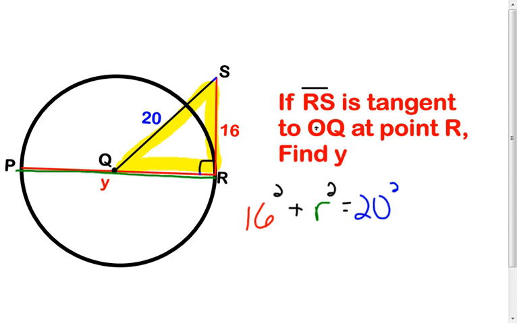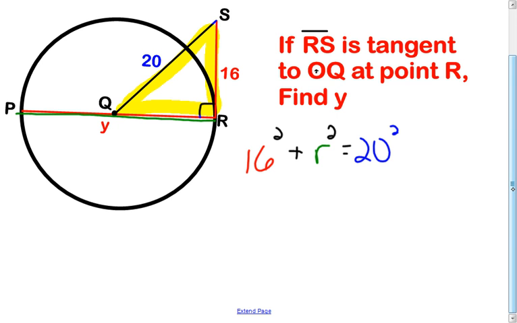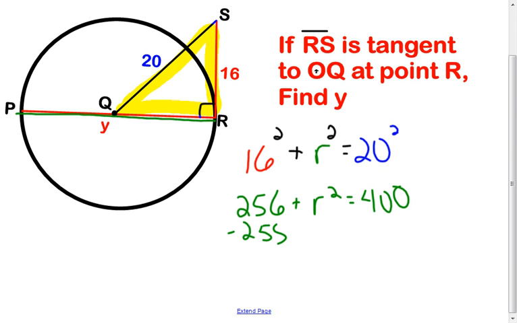Now it's just a matter of going through and solving my equation. So 16 squared comes out to be 256 plus r squared equal to 400. Subtract my 256 from both sides and find out that r squared is equal to 144.